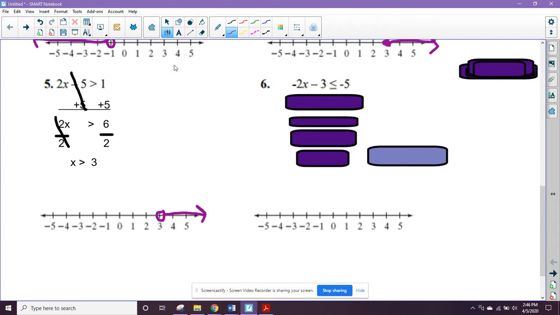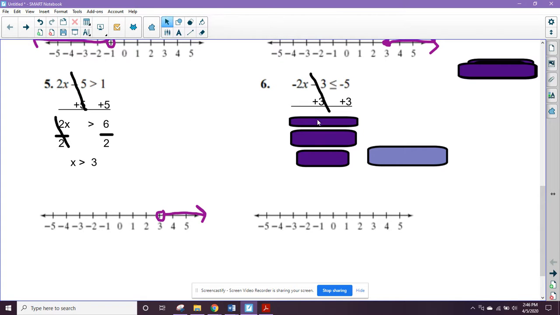Our last problem, number 6. -2x minus 3 is less than or equal to -5. Our loose number here is -3. We have to add 3 to both sides. When we add 3, it cancels out here, and -5 plus 3 gives us -2. So -2x is less than or equal to -2. We have to get x by itself, so we divide both sides by -2.